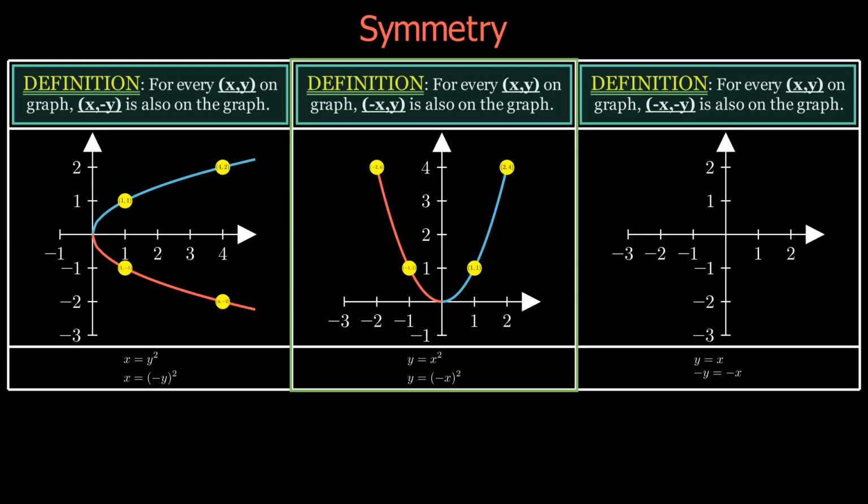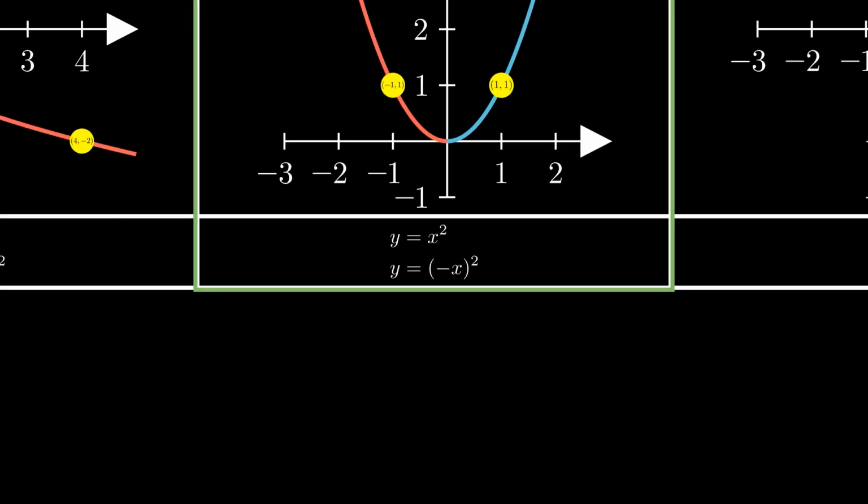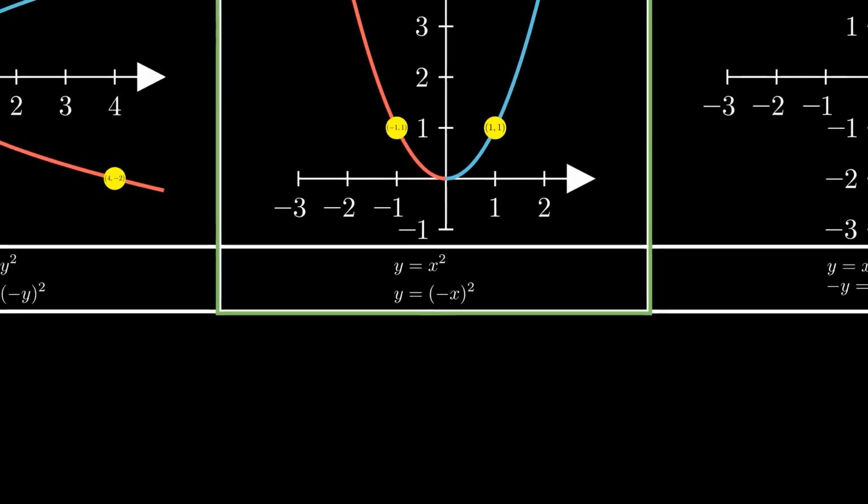We can also determine if the graph is symmetric with respect to the y-axis by examining its equation as well. If the equation remains the same when x is replaced with negative x, then the graph is symmetric with respect to the y-axis. Because the square of negative x is equal to the square of x, the equations are indeed the same.